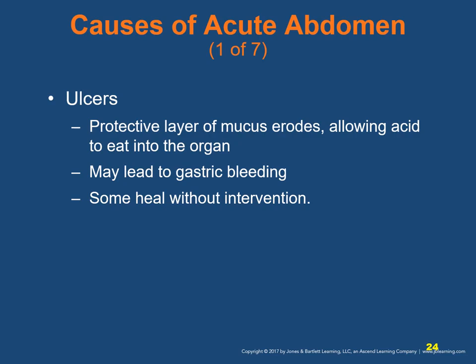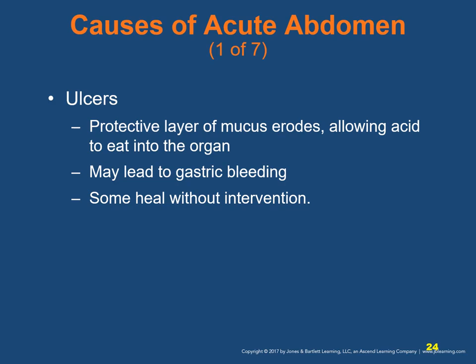Ulcers are a common cause of acute abdomen pain or abdominal pain. Ulcers form when the protective layer of mucus inside the stomach erodes, and this allows the stomach acids to eat into the organ or the stomach itself. Now that's a peptic ulcer. And that's an ulcer that occurs in the stomach itself. And the causes of peptic ulcers are Helicobacter pylori infection, and this is a bacteria that can cause peptic ulcers. And another way that ulcers are brought about is chronic use of non-steroidal anti-inflammatory drugs. In addition, alcohol and smoking can contribute to a peptic ulcer as well.